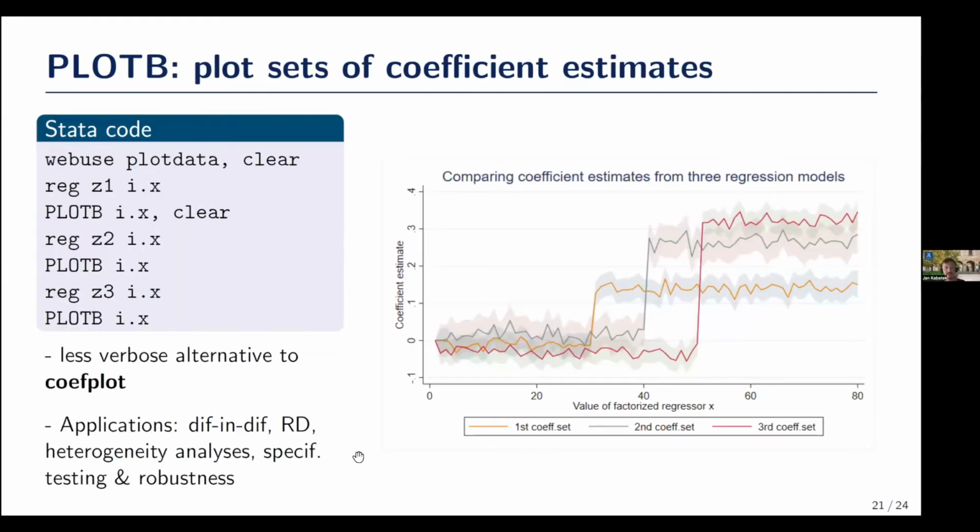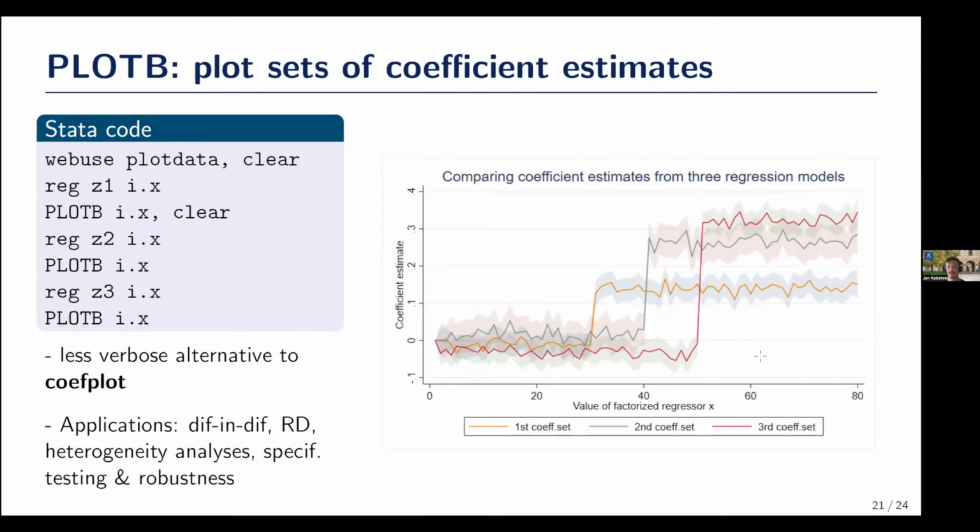Now, plot B is basically another addition to this family. It plots sets of coefficient estimates. And this is nothing new. This has been done over and over again. Ben Jann has got the coefplot command, which is excellent. I just typed this up because I wanted to have something that has got a similar syntactical structure, and also which is less verbose and has got a less steep learning curve when it comes to the actual implementation.